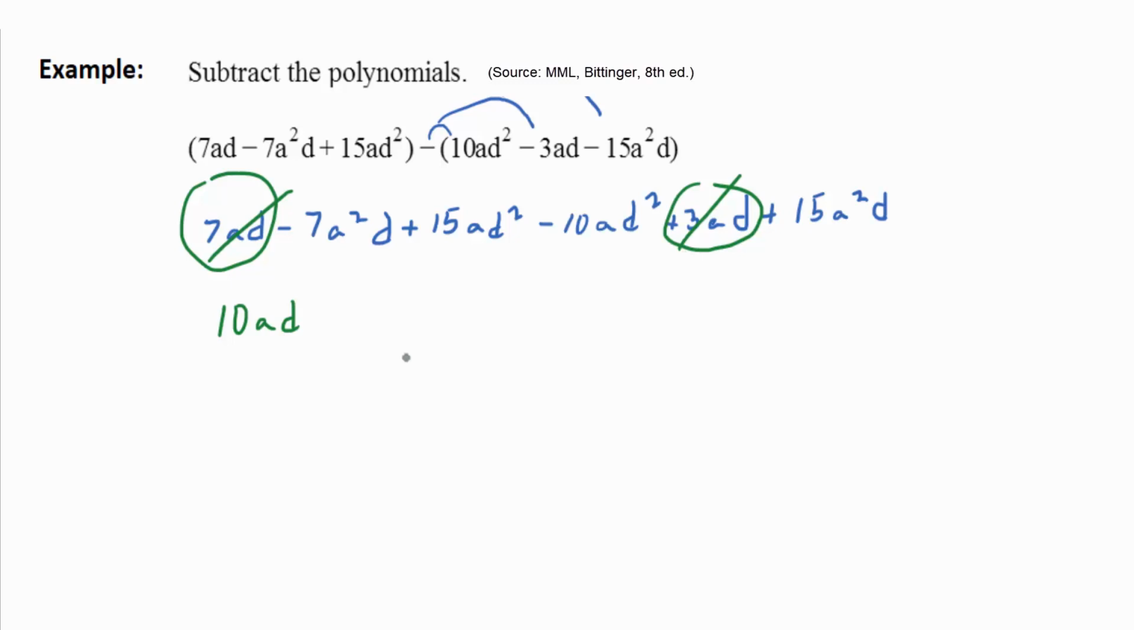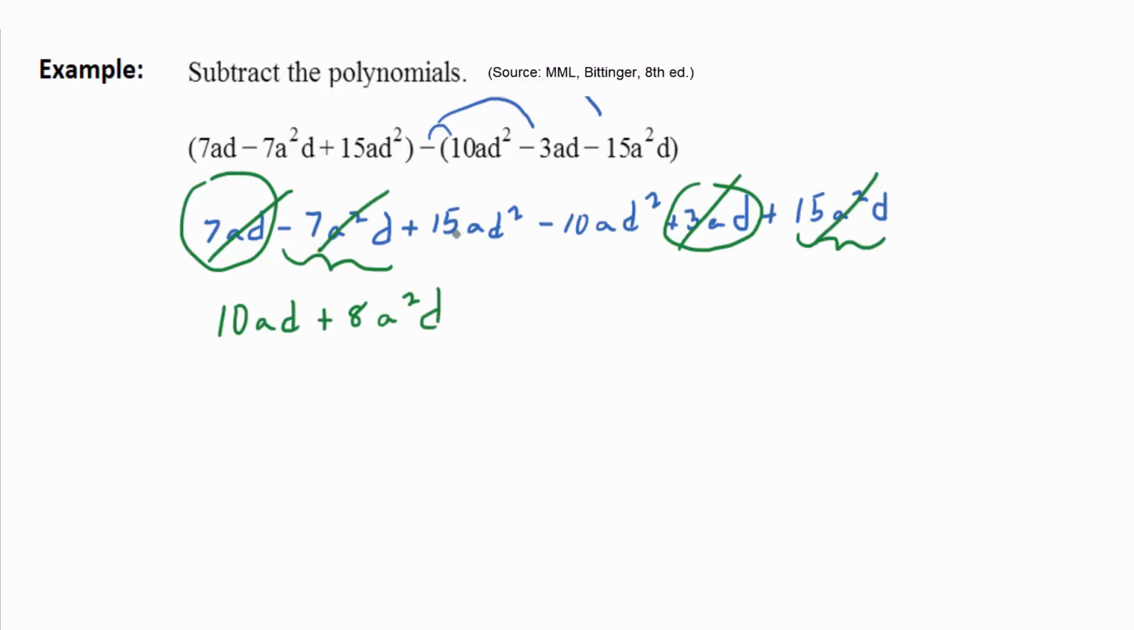Okay, and then is there anything to match up with the minus 7A squared D? 15A squared D. Don't confuse that with 15AD squared, it's not a like term, right? Because the A is being squared here, not here. Okay, so minus 7A squared D plus 15A squared D, what does that make? 8 plus, right? A squared D. Got to have that operation there of plus.